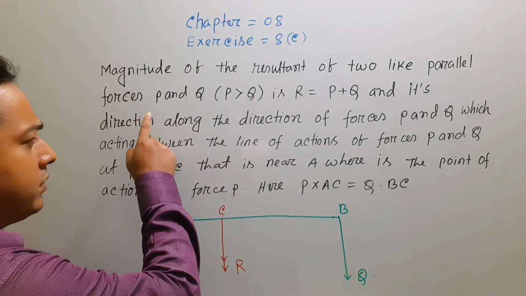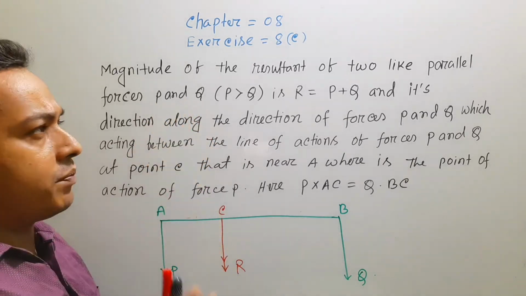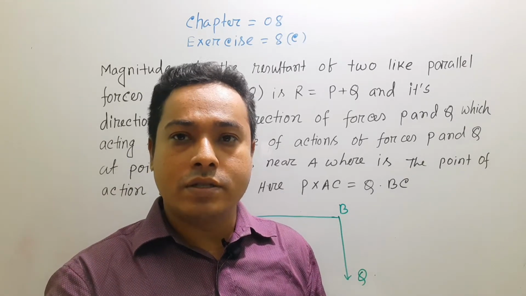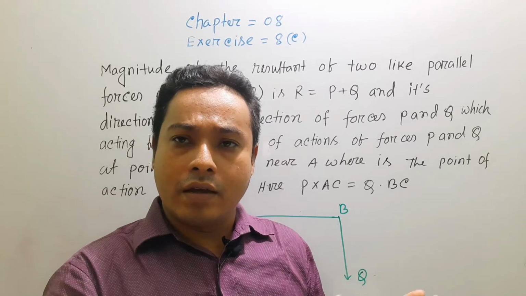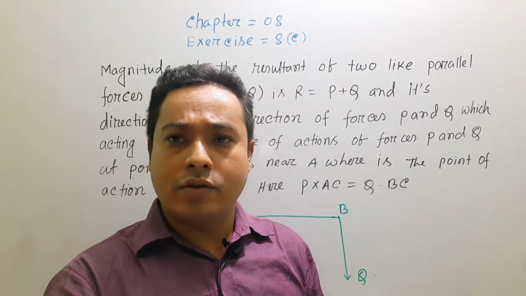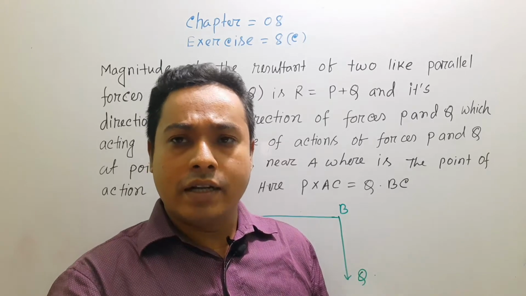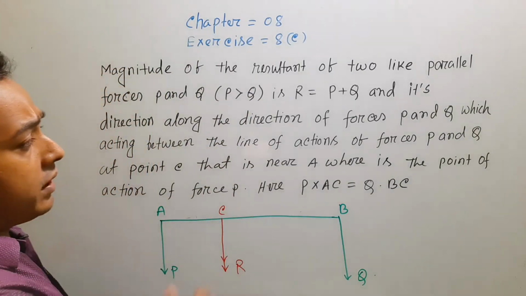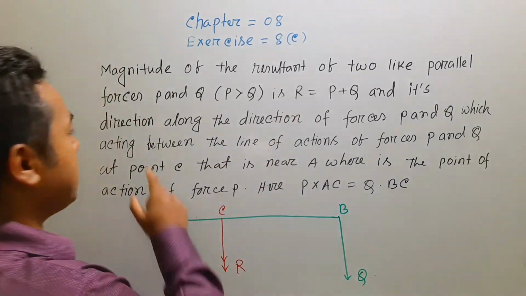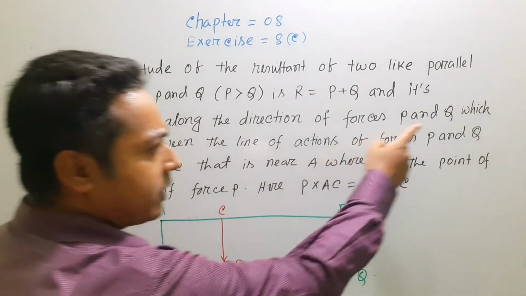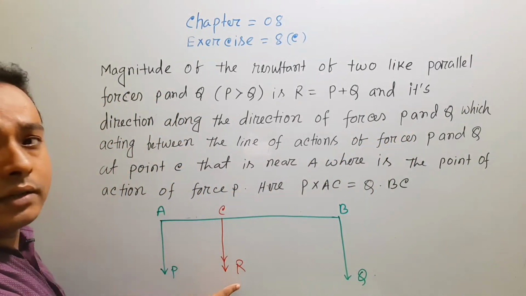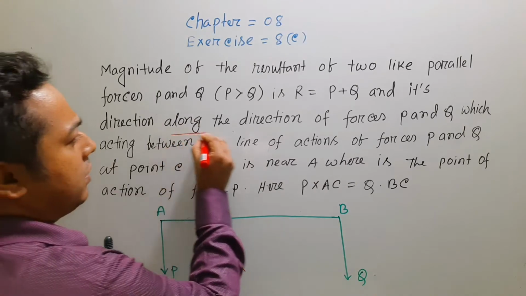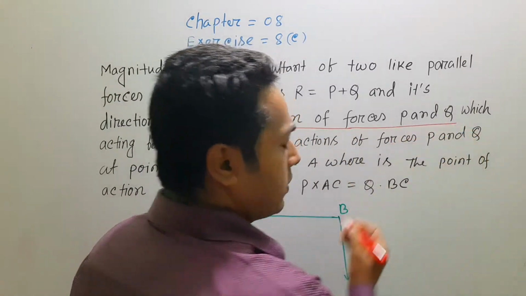Here you have to consider P and Q are two like parallel forces. So at first you have to know what two like parallel forces are. If the two forces are acting such that their lines of action are parallel to each other and their direction is also the same, they are called two like parallel forces. Their resultant is P plus Q, and its direction is along the direction of the forces P and Q.